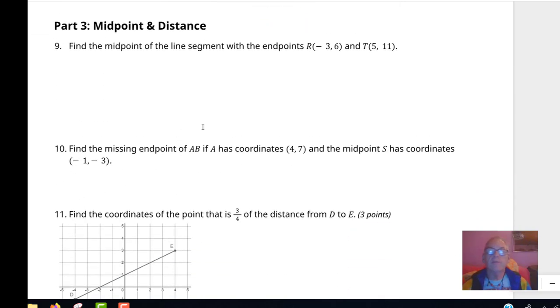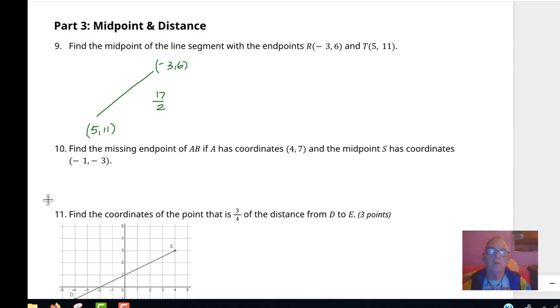Midpoint and distance. We want to find the midpoint of this line segment. So the best method for doing this is just draw a segment and label the endpoints with the vertices you have. It doesn't have to be to scale or in the right direction. And what we're really doing is finding the midpoint of the y's. So if we do 11 and 6, we get 17.